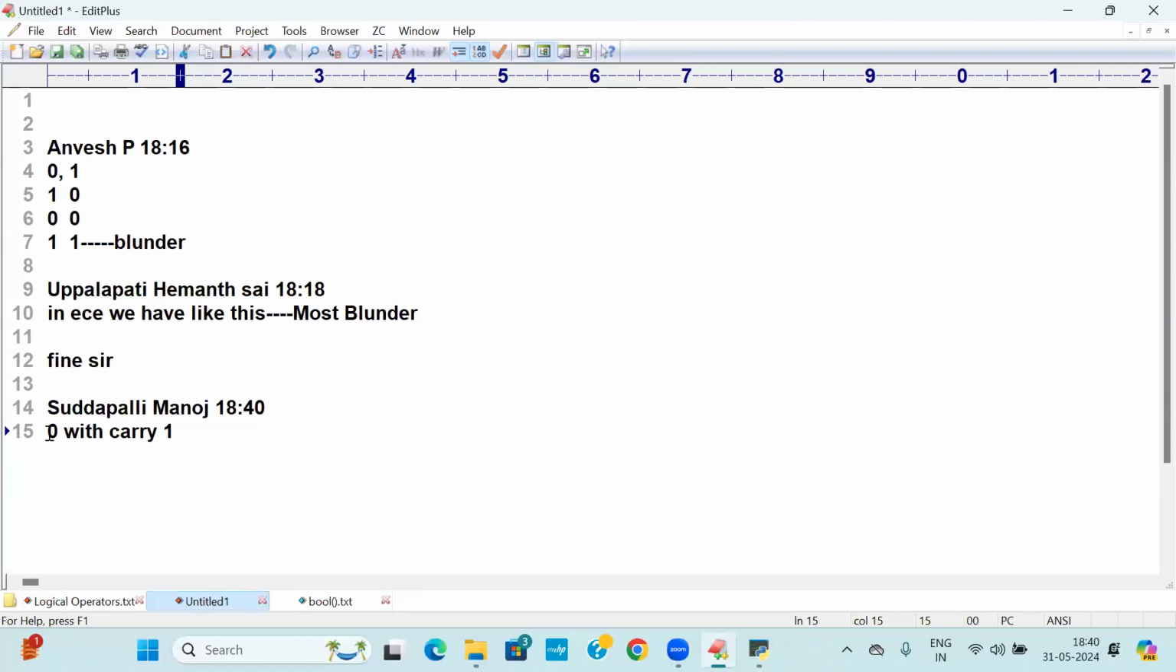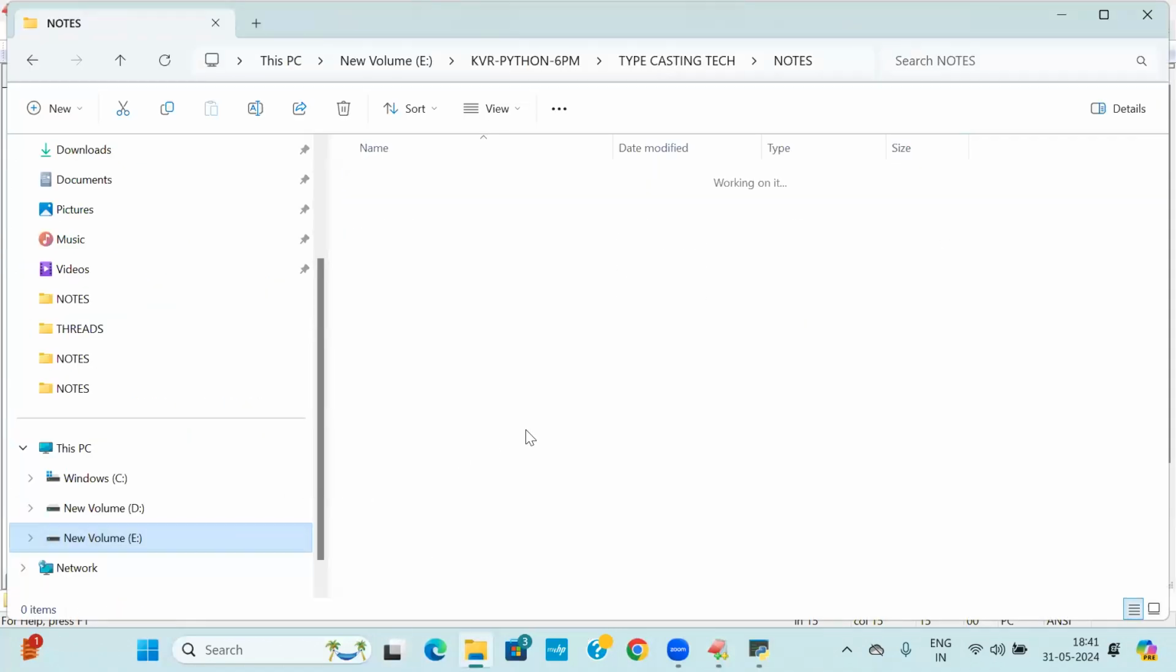So this 0 with carry 1 will come in where? Binary addition, binary multiplication, binary subtraction level you will come across. Sir, where you will teach that? I am explaining. Look at.